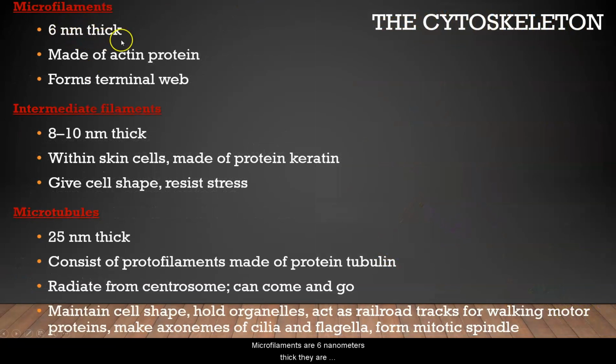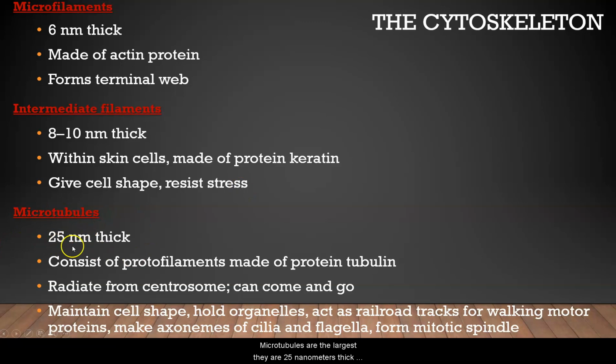Microfilaments are 6 nanometers thick. They are made of actin protein, and they form a web, a terminal web. Intermediate filaments, slightly larger. You'll find them within skin cells, and they're made of a protein called keratin. They give the cell shape and they resist stress.